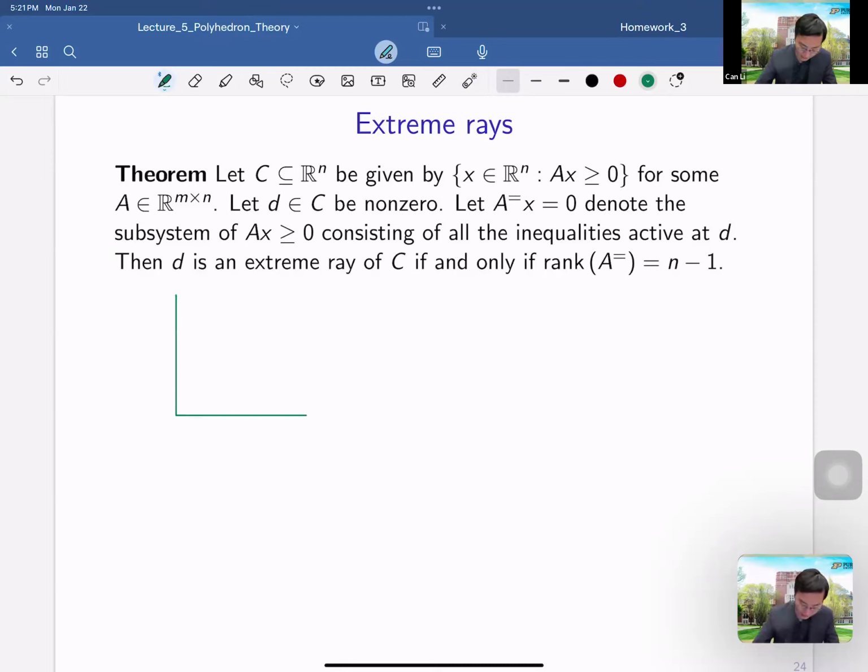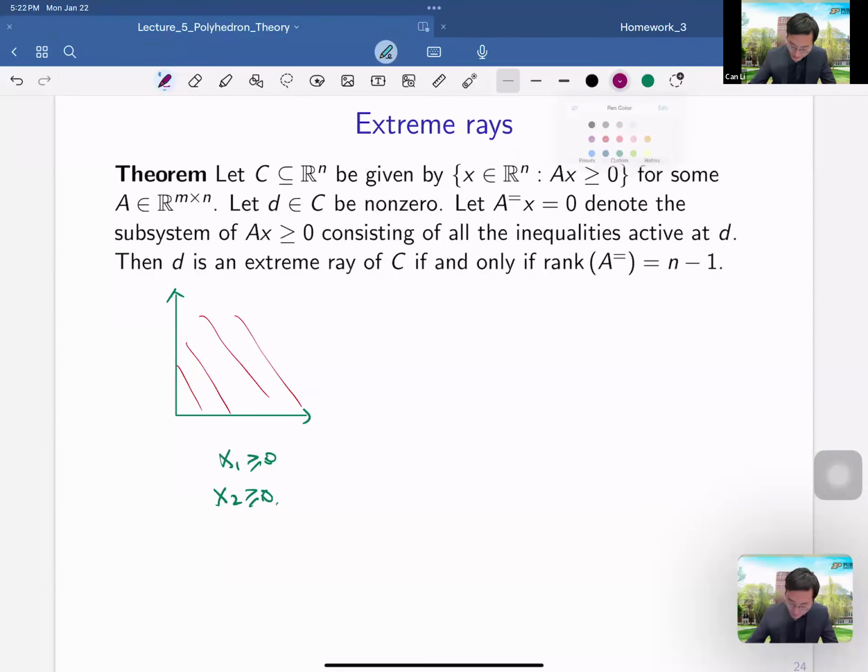Suppose we are dealing with the non-negative orthant, x1 greater than or equal to 0 and x2 greater than or equal to 0. Okay, right? So we are talking about this particular set here. And it's very clear that the extreme rays for this non-negative orthant cone are this direction and this direction, right? And maybe let's use this theorem to reproduce this result here.